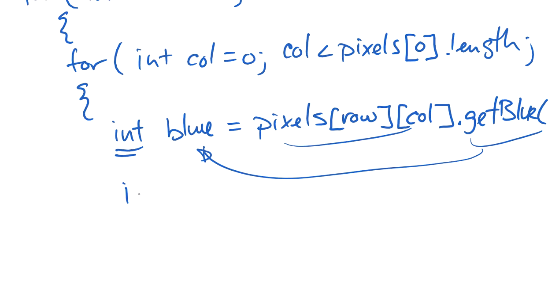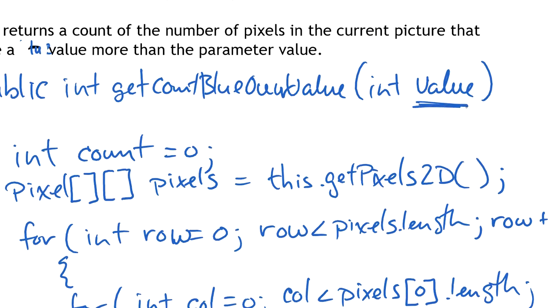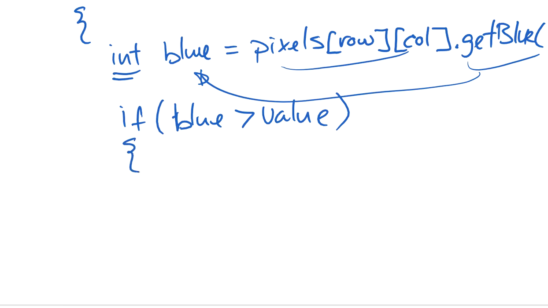So now I know my blue level at this particular moment. And here's my simple if statement. I'm just going to say if blue is greater than value. That was the value that was passed to us at the very beginning, the one that was passed to this method. If blue is greater than value, I do one and only one thing. I just say count plus plus. So I've just increased the count of pixels that have blue above this value.